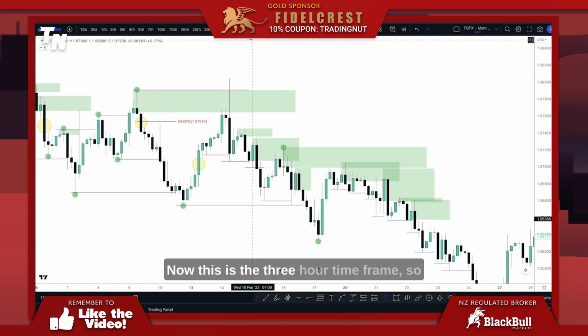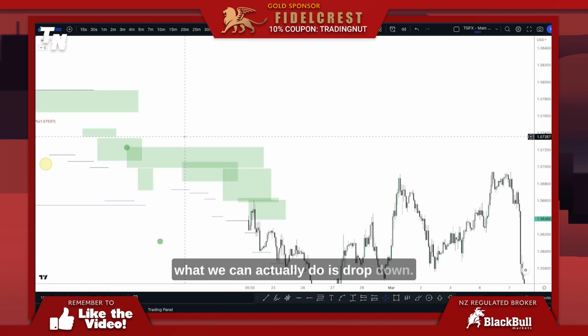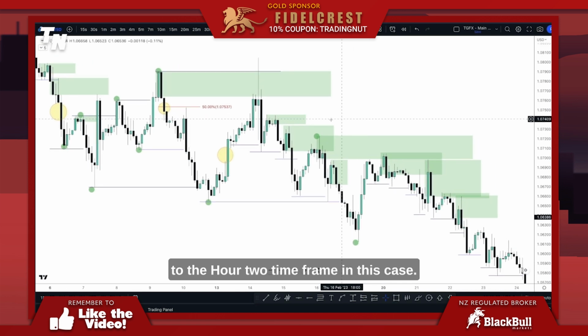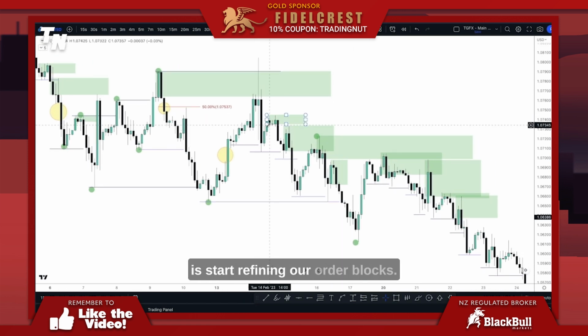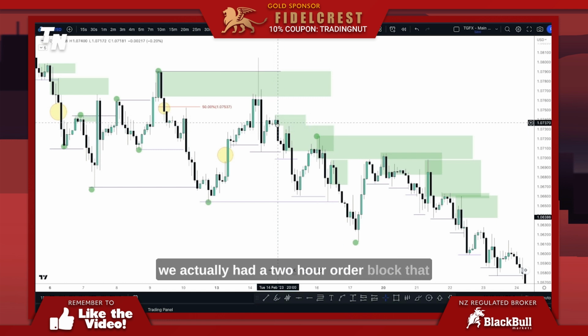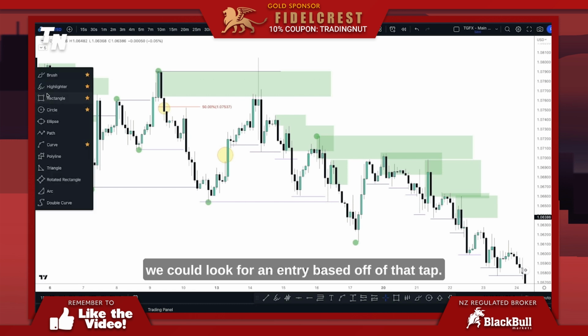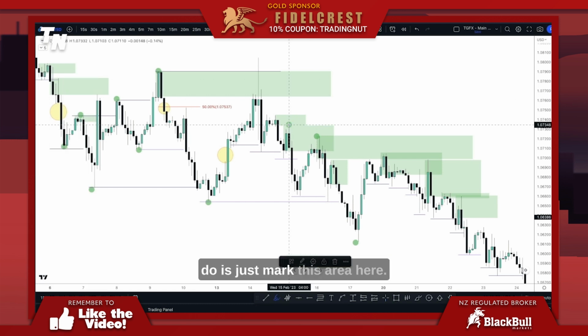Now this is the 3-hour time frame. So what we can actually do is drop down. As you guys can see, I dropped down to the H2 time frame in this case. And what we're going to do is start refining our order blocks. What we can see in this area is we actually had a 2-hour order block that created an impulse that broke a short-term low. Now we want to see a return to that order block, and we could look for an entry based off of that tap. So I'm going to go ahead and just mark this area here.